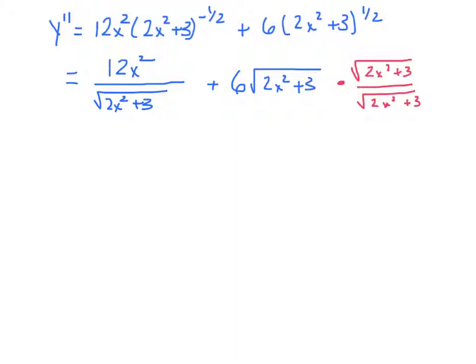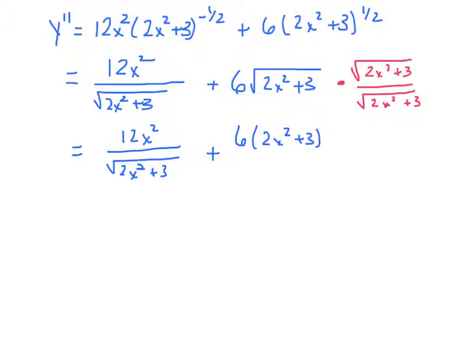When I multiply those terms here, here's what ends up happening. This first term is still 12x squared over the square root of 2x squared plus 3. But the second term becomes 6 times (2x squared plus 3). When we multiply those radicals, they go away because they're both square roots of the same expression. And then we end up with a radical on the bottom. This gives us our common denominator.